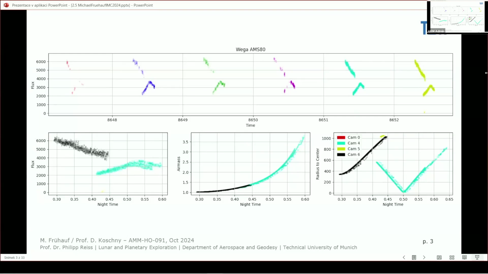So we have, for example, the air mass. As you saw before, the star went down closer to the horizon. So there is an extinction effect, which is depending on the air mass. So this needs to be considered, of course. On the other hand, we have the vignetting, which Detlef just mentioned before. And here I just want to see the radius to the center. What we saw in the video before is that Vega is coming in closer to the center and then moving outwards. So this is just the radius to the center.